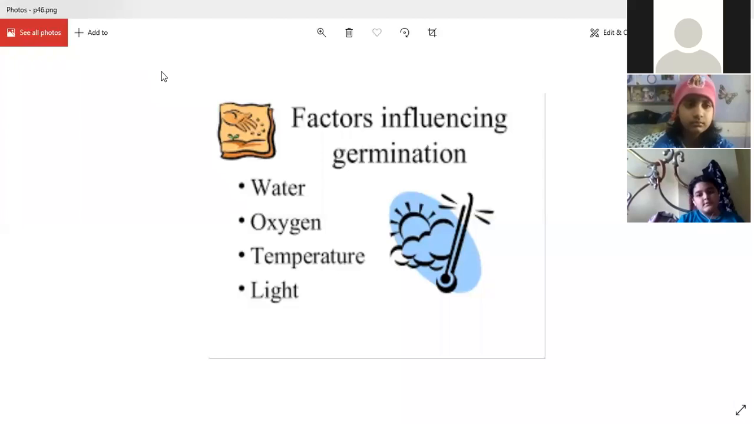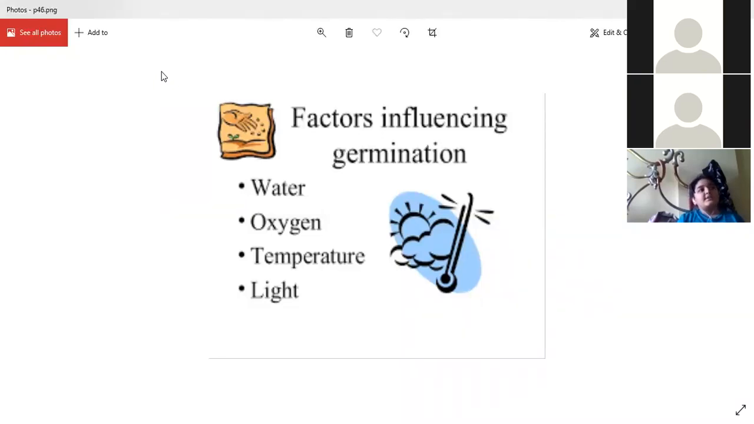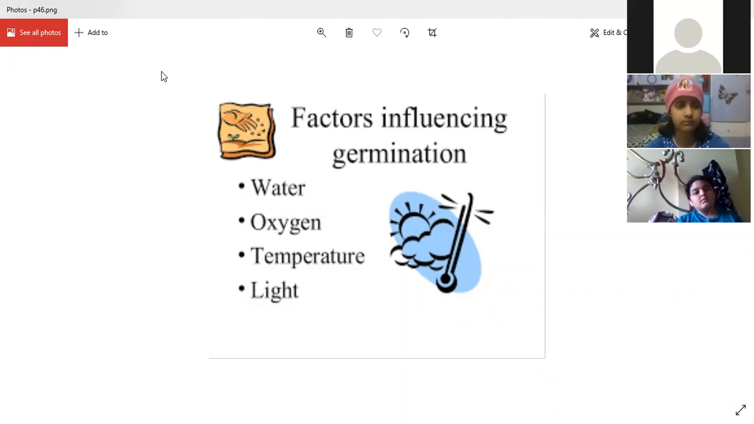Okay? If any of these factors is missed out, then what happens? Your seeds will not germinate. आपके seeds grow नहीं करेंगी. And sometimes if people forget or ignore the factors influencing germination, what happens? Their seeds never grow out. 10-10 साल हो जाते हैं, 15-15 साल हो जाते हैं. It is also written in your books that sometimes it takes almost 10 to 15 years to germinate the seeds, and sometimes there are plants which take a lot of time in order to germinate.